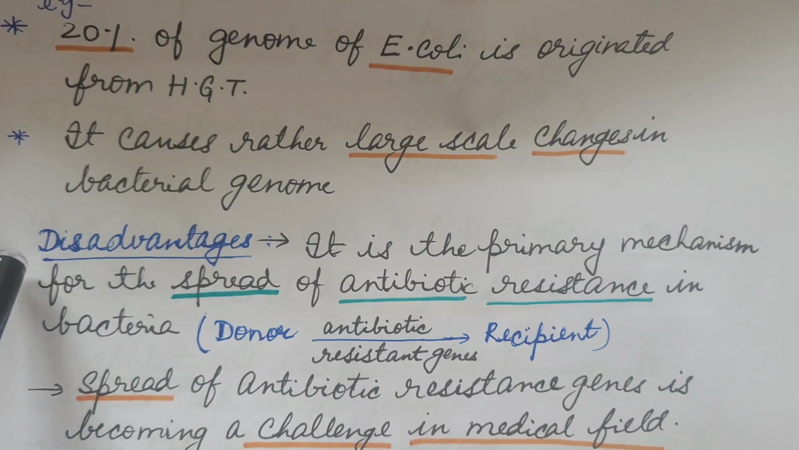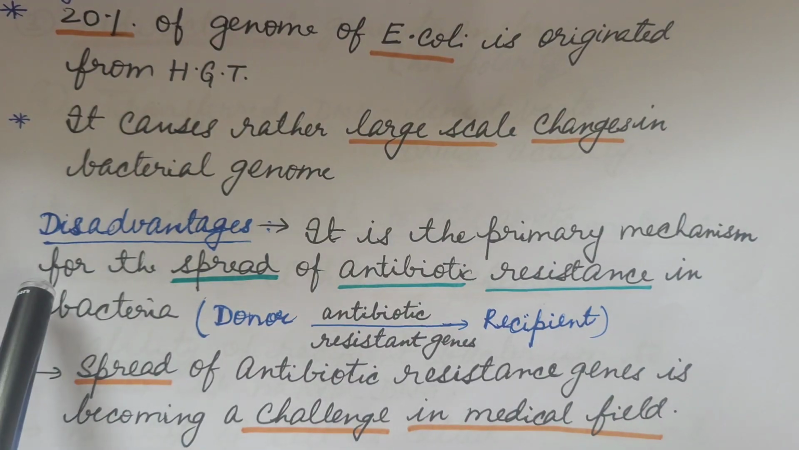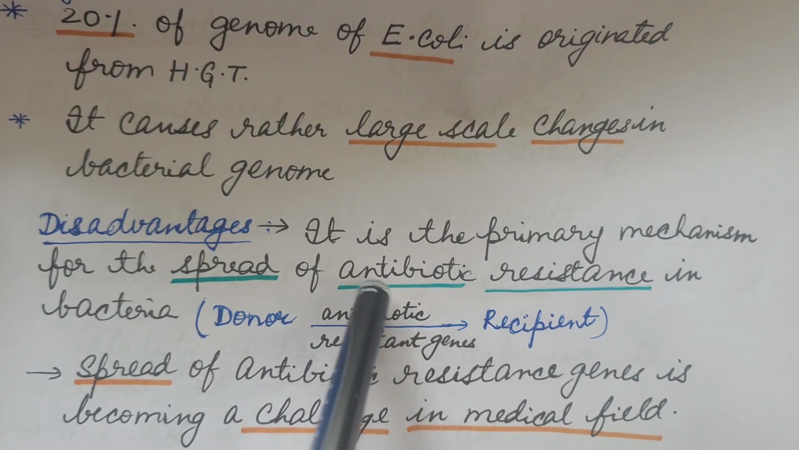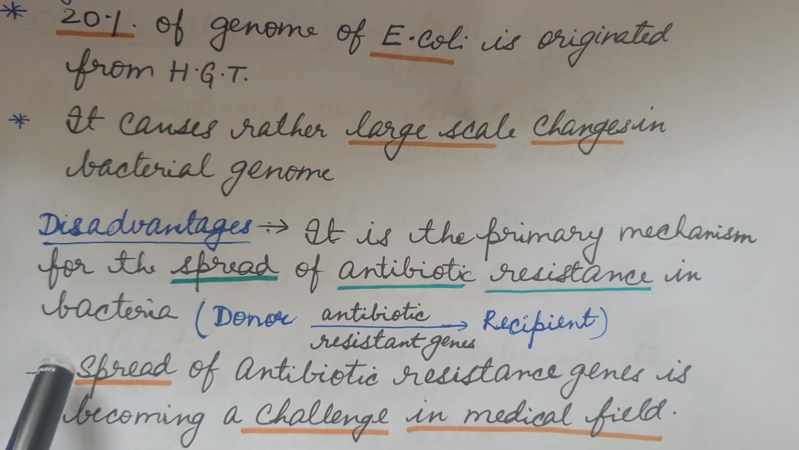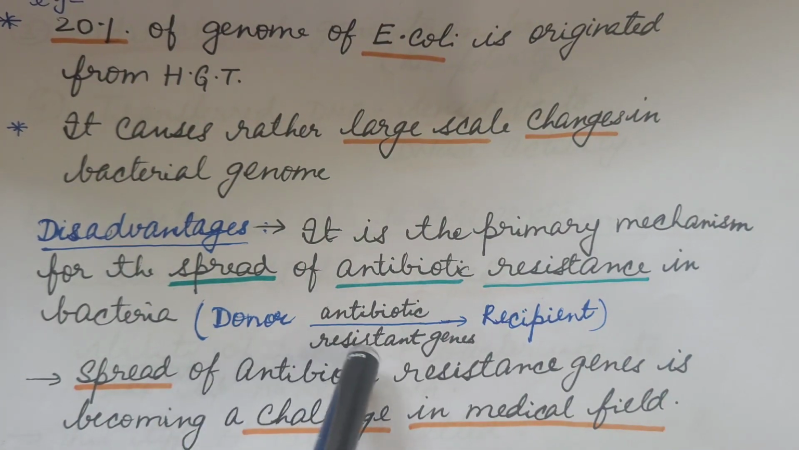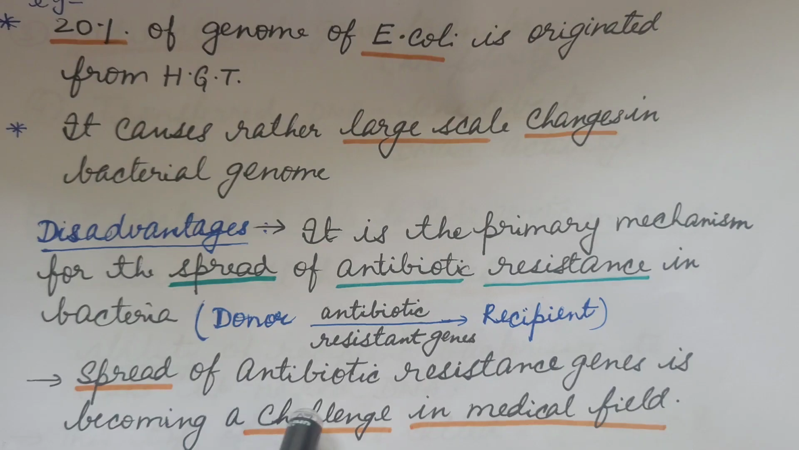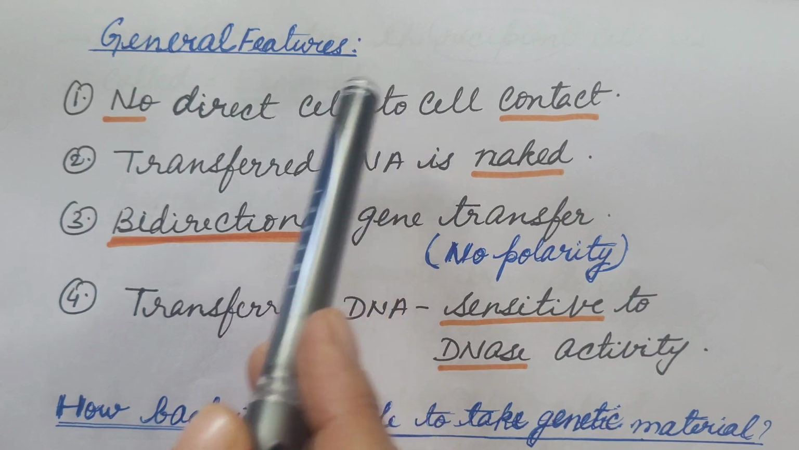But this horizontal gene transfer has certain disadvantages. It is the primary mechanism for the spread of antibiotic resistance in bacteria. Antibiotic resistance genes are transferred from donor to recipient. Spread of antibiotic resistance genes is becoming a challenge in medical field. Because if any infection is caused by antibiotic resistance bacteria, then it is difficult to treat that infection with particular antibiotic.